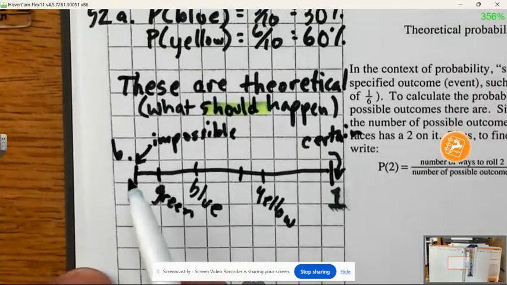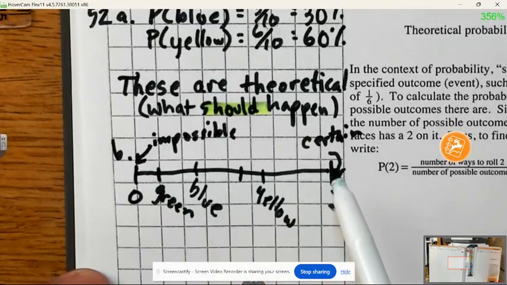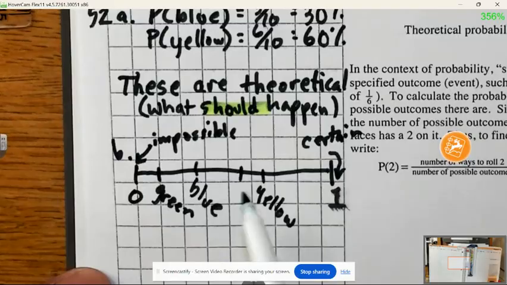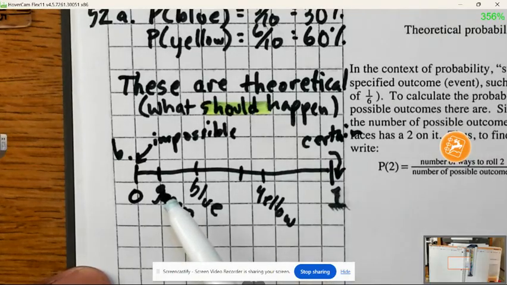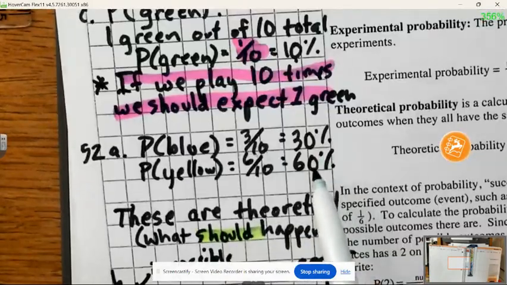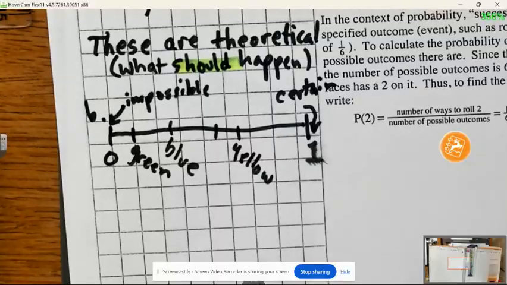Okay, now this kind of tells us which is more likely, because if it's closer to certain, then it's more likely. If it's closer to impossible, it's less likely. So which one of these is the most likely? Most likely is yellow. And then the least likely is green. And we can also look at the percentages. 10% is less than 30%. 60 is more than 30 to tell about that likelihood.